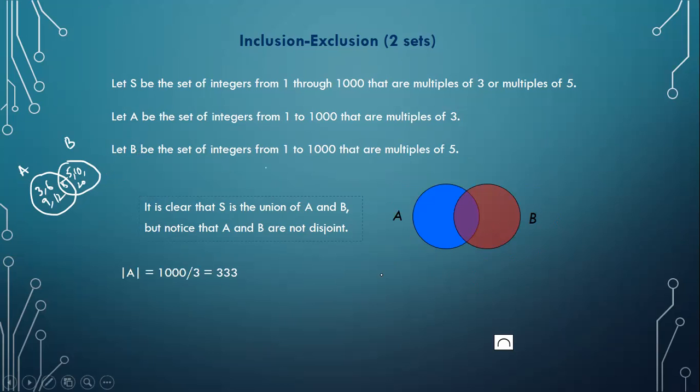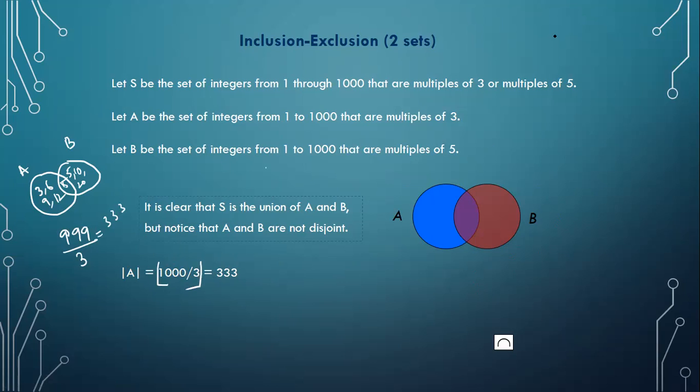Okay, A and B. Now, how many elements are there which are multiples of 3 from 1 to 1000? We can easily find that by dividing 1000 by 3. The last multiple of 3 which is less than 1000 is 999, and 999 divided by 3 gives 333. Whenever we want to find the number of multiples, we always have to take the floor value. This has not been mentioned, but we have to take the floor value.